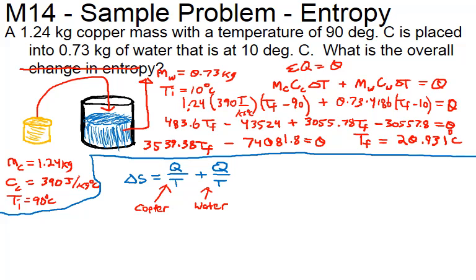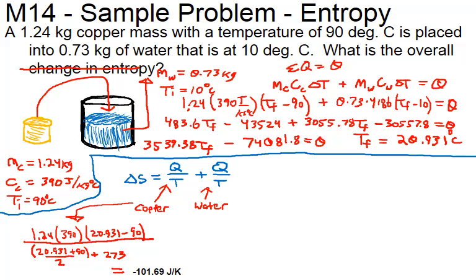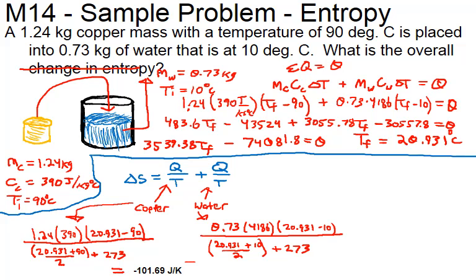All right, so we'll use this one for copper. We'll use this one for water. And we have m c delta T. We know the mass of it, we know the specific heat, and we know the difference in temperature, final minus initial. And we'll end up getting a change of negative 101.69 joules per Kelvin. For the water over here, we have 0.73 times 4186. We have the final temperature minus the initial temperature, and that's over the average temperature, which we have there.